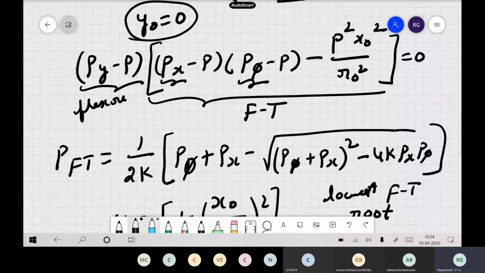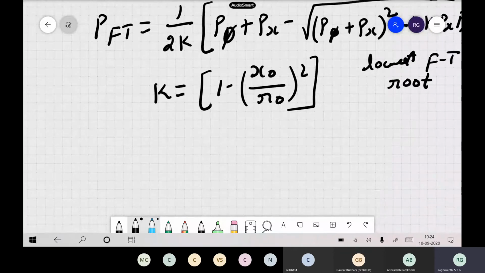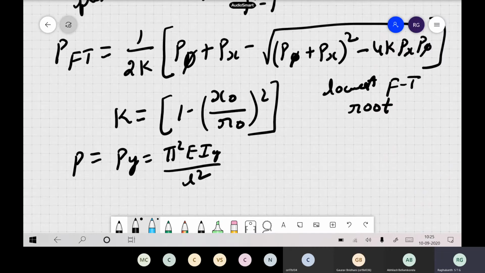So Py already, I'm sorry, Px. Okay, so now the other root, P is equal to Py itself, that is pi square EIy by L square. So these two roots, you will be having three roots. The lowest flexural torsion buckling load will be this one, and this is your Py.